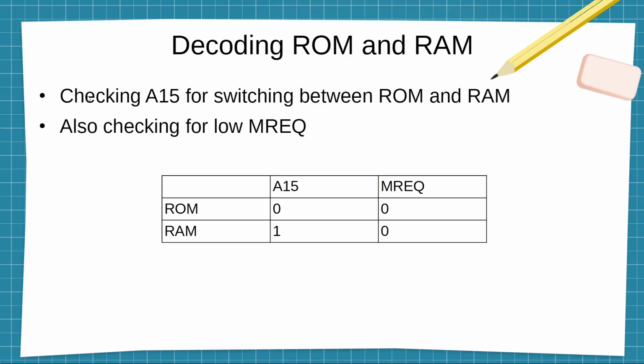Here is how we are going to decode the RAM and ROM. We will be checking A15 for switching between the RAM and ROM, and we also will be checking for memory request to be low. So here is a simple table. If A15 is low and memory request is low, the ROM will be enabled. And if A15 is high and memory request is low, the RAM will be enabled.